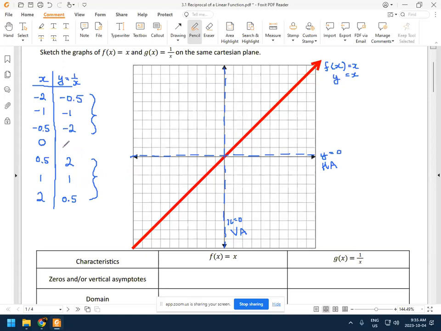What happens when x equals 0? Well, you can't have 1 divided by 0, right? That does not exist. You can't. We have a vertical asymptote at that location.